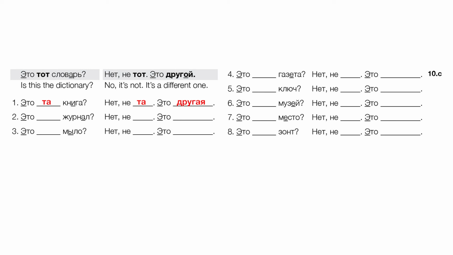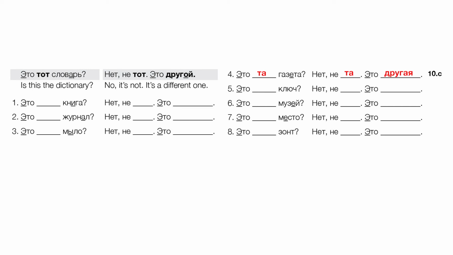Okay, again, we're using the pointing word это, right? Talking about this book. Два, number 2, is this the magazine? Это тот журнал. Нет, не тот, это другой журнал. 3, is this the soap? Это то мыло. Нет, не то. Это другое мыло. 4. Is this the right newspaper? Is this the newspaper? Это та газета. Нет, не та. Это другая.